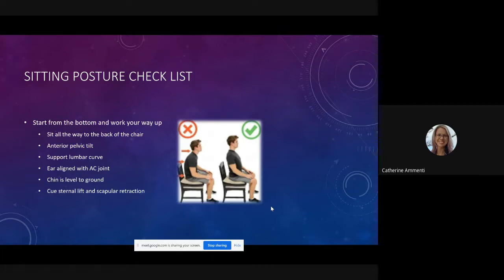The ear should be aligned with the AC joint. So if here's the AC joint and his ear is way over here, right? We want the ear to be in alignment with the AC joint, the chin level to the ground. And then you can give them a little bit of a cue: lift up your sternum and squeeze your shoulders back and down.